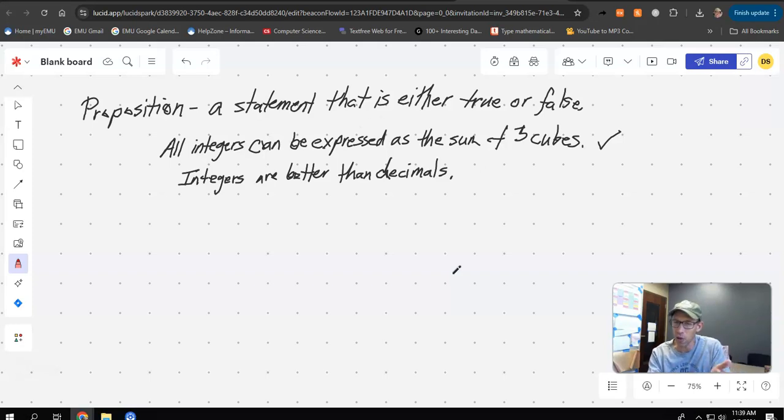It's not about knowing whether it's true or false like the first one. The first one was either true or false, even if we don't know the answer. It turns out that one is false because there's certain numbers that cannot be expressed as the sum of three cubes. But the claim is either true or false. Here, integers are better than decimals. It's ambiguous. We can't say that it's either true or false. So this is not a proposition.